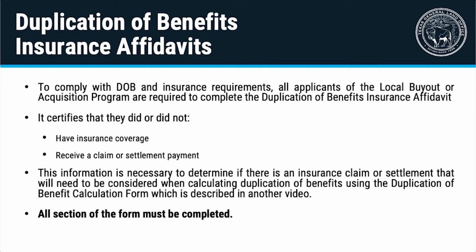To comply with DOB and insurance requirements, all applicants of the Local Buyout or Acquisition Program, regardless of whether they had insurance or received a settlement or are receiving pre- or post-disaster value, are required to complete the Duplication of Benefits Insurance Affidavit, certifying that they did or did not have insurance coverage and did or did not receive a claim or settlement payment. This information is necessary to determine if there is an insurance claim or settlement that will need to be considered when calculating duplication of benefits using the Duplication of Benefit Calculation form, which is described in another video. All sections of this form must be completed.